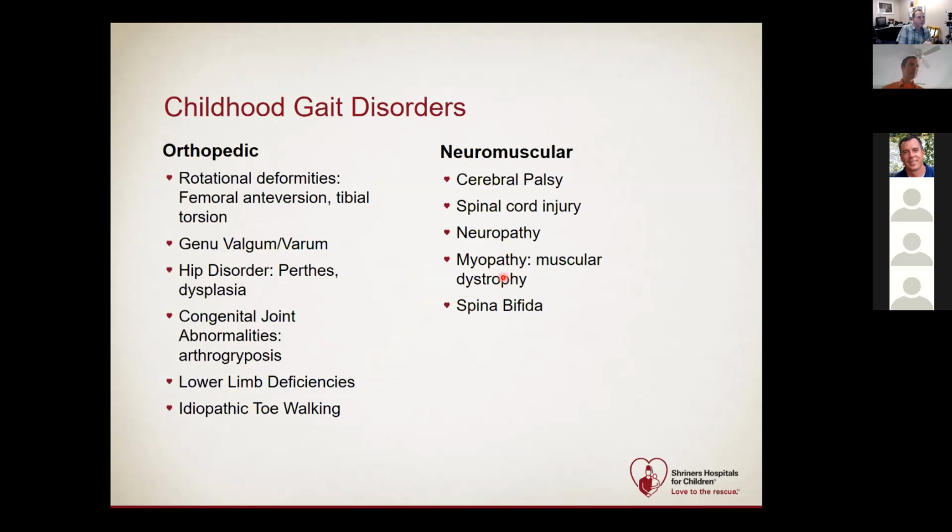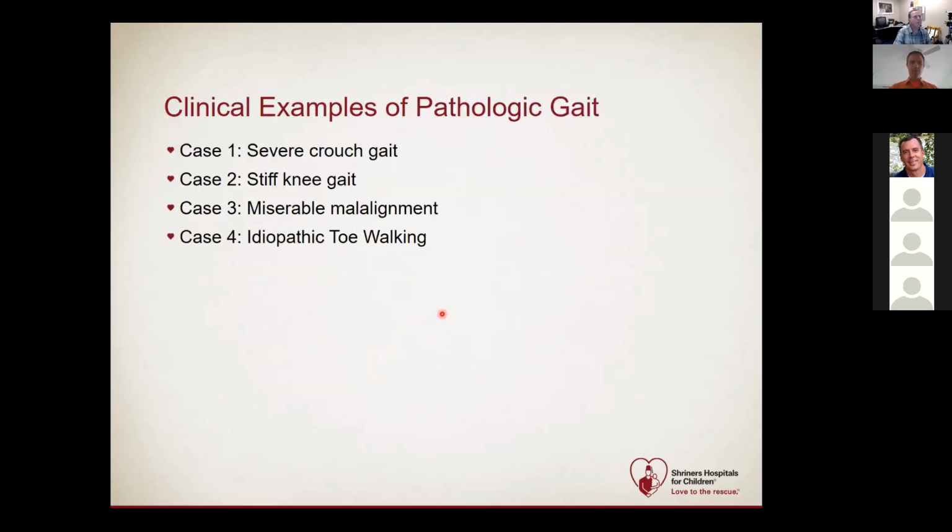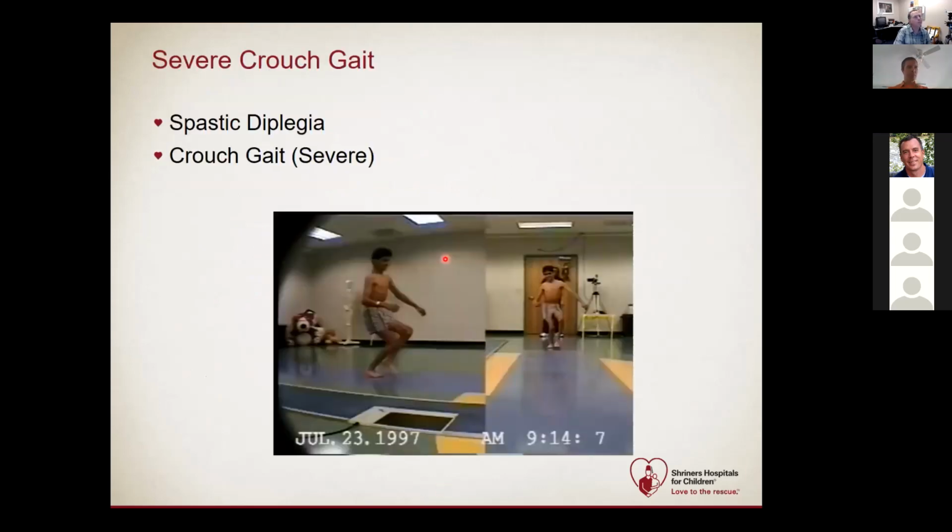So here is just a list of different orthopedic conditions that we see in the laboratory. I won't bother to go over all of these, but these are typical types of pathologies that we see. We picked out a few for this particular talk that we thought might be of interest to this audience. So we'll look at one case of severe crouch gait, another of stiff knee gait, miserable malalignment of the lower extremities, and then an idiopathic toe walker.